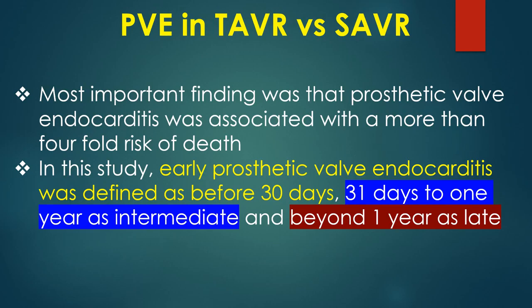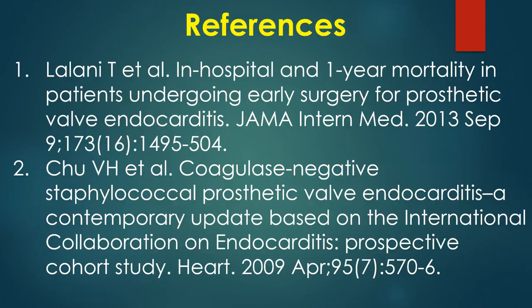The most important finding was that prosthetic valve endocarditis was associated with a more than 4-fold risk of death. In this study, early prosthetic valve endocarditis was defined as before 30 days, 31 days to 1 year as intermediate, and beyond 1 year as late.